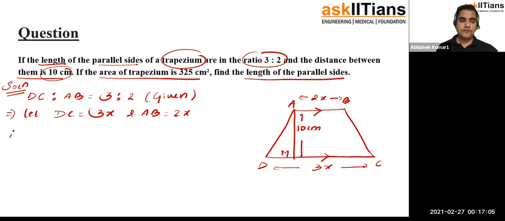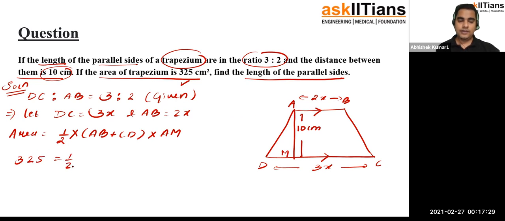All right. So how do we calculate the area? What is the formula for area? The area is always given by 1/2 multiplied by the sum of parallel sides, so here the parallel sides are AB and CD, multiplied by height, and height is AM here. The value of area provided is 325, so 325 is equal to 1/2 into the sum of parallel sides, so you will get 2x plus 3x. All right. And what is the height? Height is 10.